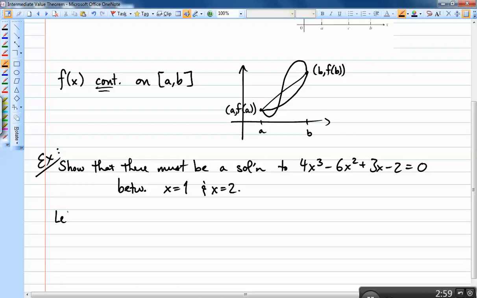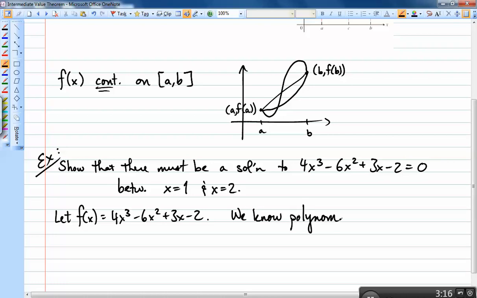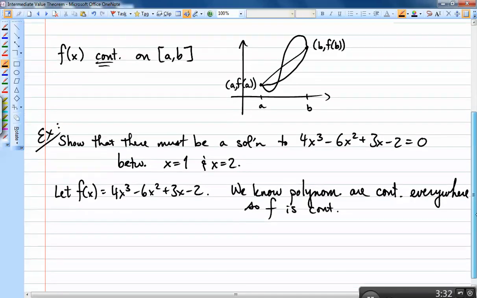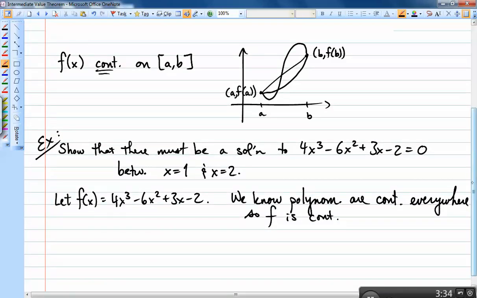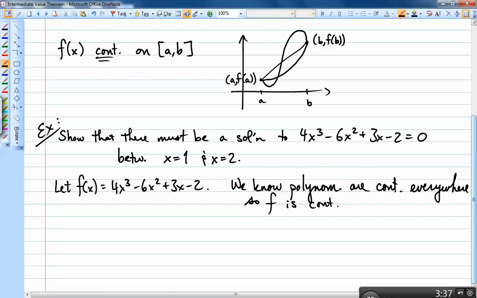So let's let f of x equal 4x cubed minus 6x squared plus 3x minus 2. Okay, so that's just a polynomial. We know polynomials are continuous everywhere. In other words, this is a continuous function, so f is continuous. Since f is continuous, then I know that I can use the intermediate value theorem, but I feel like it's almost easier just to reason this out.